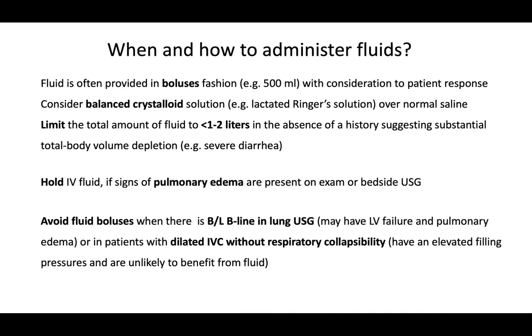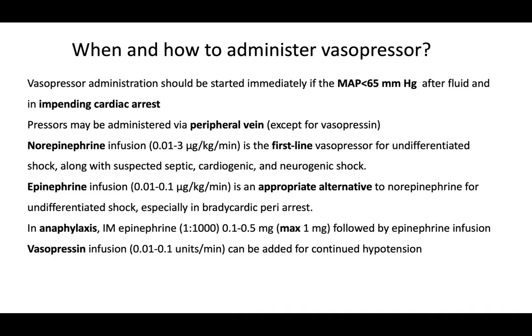Hold IV fluids if signs of pulmonary edema appear or are present at any point on examination or bedside ultrasound. Avoid fluid boluses when there are bilateral B lines on the USG, which may indicate LV failure and pulmonary edema, or in patients with a dilated IVC without respiratory collapsibility, who have elevated filling pressures. These are the ones on the steep part of the Frank-Starling curve, and they are unlikely to benefit from fluid administration.